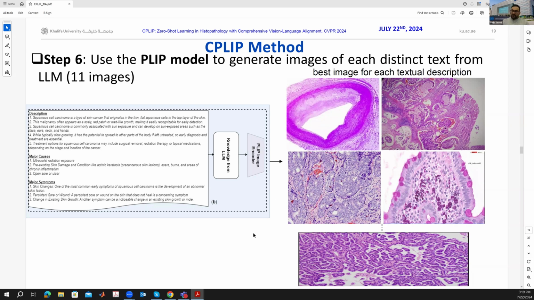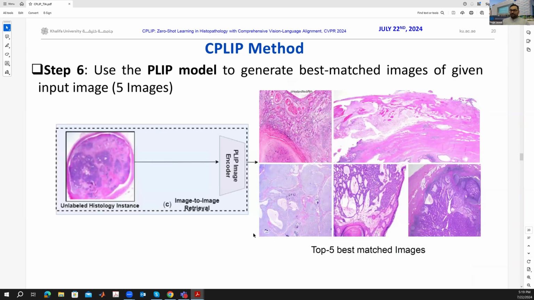the PLIP encoder. Finally, we further ask the PLIP image encoder to do a job for us as image-to-image retrieval. So an unlabeled histology instance is fed to the PLIP image encoder, and the PLIP image encoder computes the embedding for you. The embedding is then matched with the already existing dataset, and here are the top 5 best match images, which we just pulled out using the PLIP image encoder.